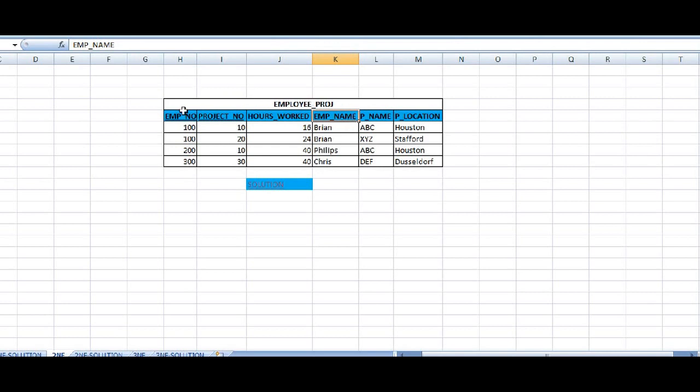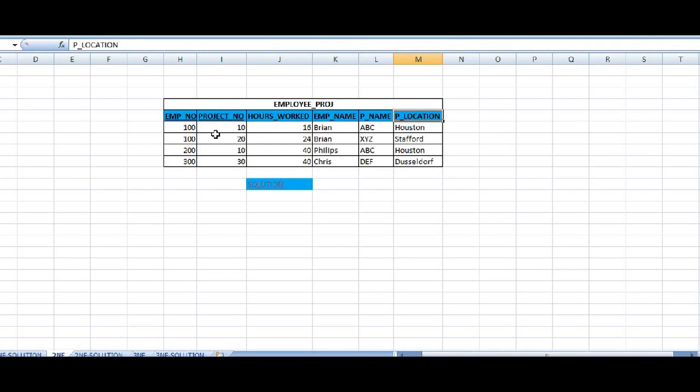Now come to project name. It's the same as employee name. Project name can be determined by project number, or it is fully dependent on project number but not on employee number. I cannot determine a project name by only seeing the employee number. Same with the project location. Project location is dependent on project number, but it is not dependent on employee number. So project name and project location also have a partial dependency on this primary key. Now we have to make this table so that every non-primary attribute is fully dependent on its primary key.